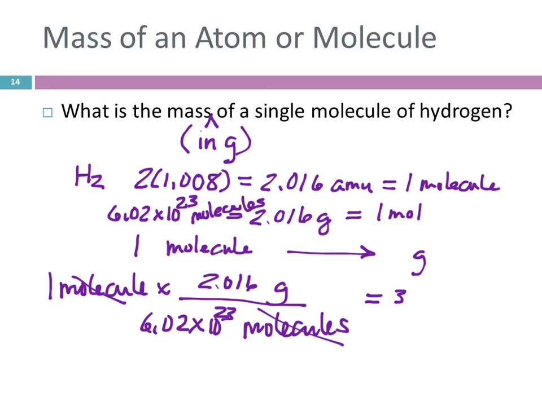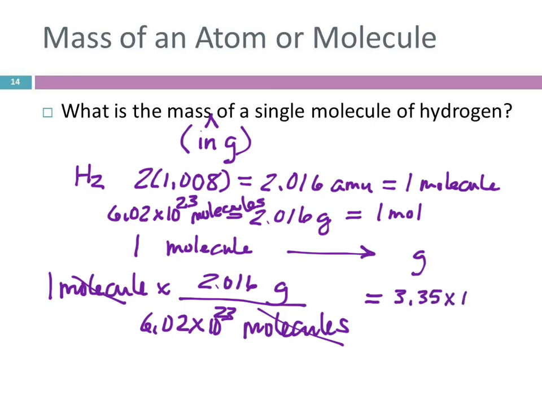How many significant figures should I round this to? A single molecule. 1 molecule. How many significant figures does that number have? I say that would be considered an exact number, right? 1 molecule. How many sig figs in 2.016? 4. And how many in 6.02 times 10 to the 23rd? 3. So I'm going to round my answer to 3 significant figures.